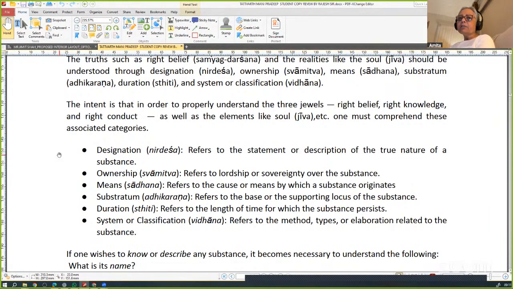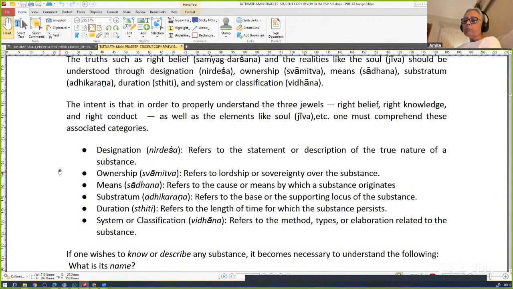1. Designation, Nirdesh, refers to the statement or description of the true nature of the substance. 2. Ownership, Swamitva, refers to lordship or sovereignty over the substance. 3. Means, Sadhana, refers to the cause or means by which a substance originates. 4. Substratum, Adhikaran, refers to the base or supporting locus of the substance. 5. Duration, Sthiti, refers to the length of time for which the substance persists. 6. System or classification, Vidhan, refers to the method, types, or elaboration related to the substance.